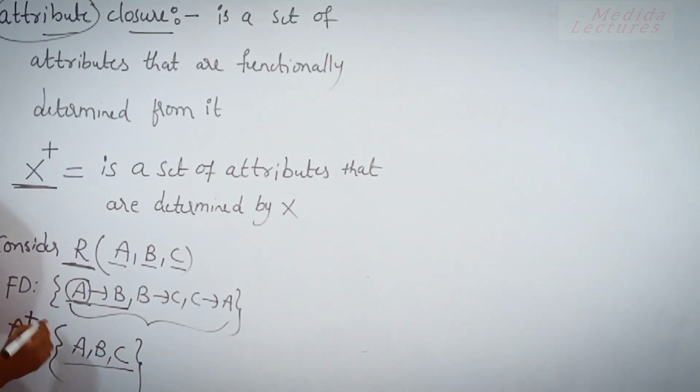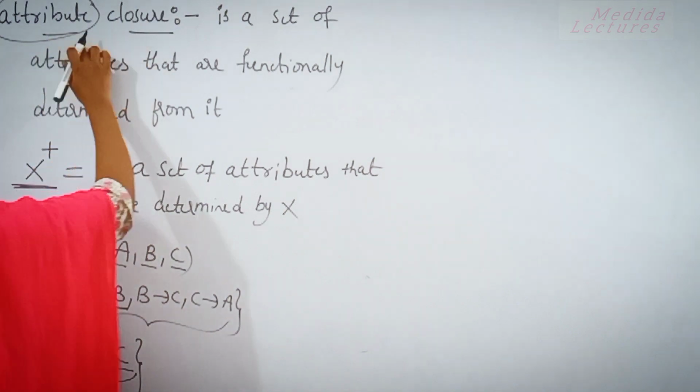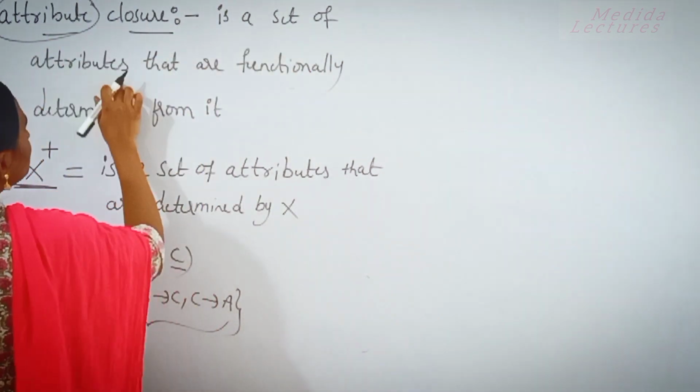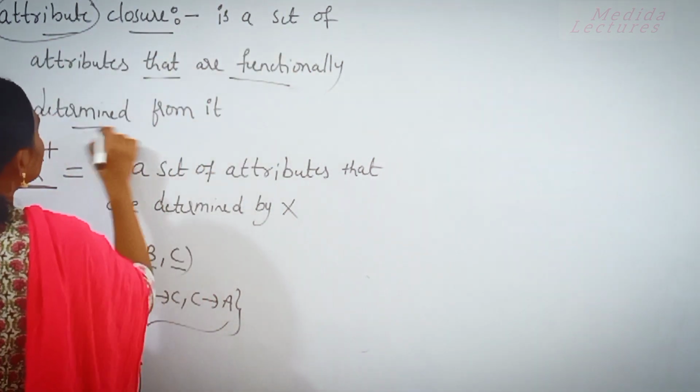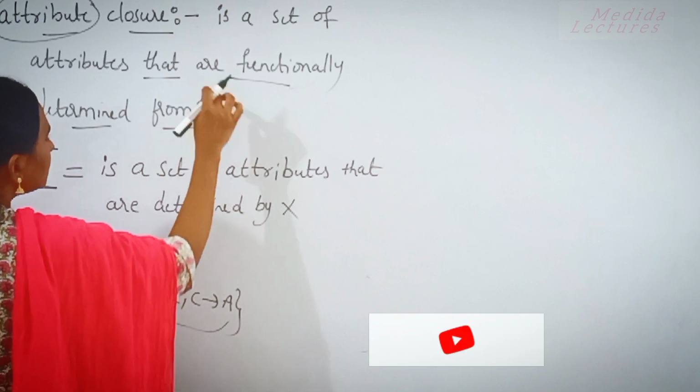So what is A closure? A closure is a set of attributes that are determined by A. That is the definition of attribute closure. Attribute closure is a set of attributes that are functionally determined from that attribute.